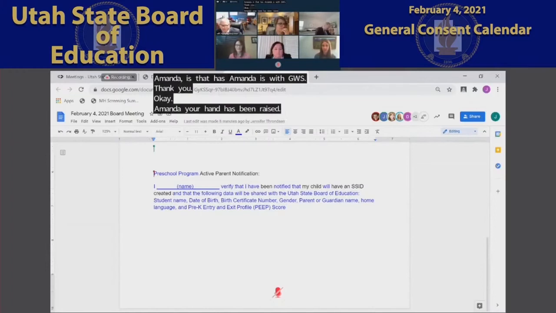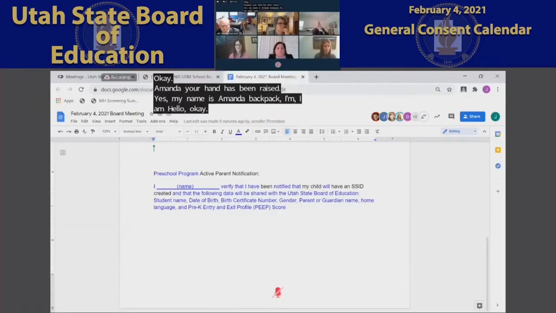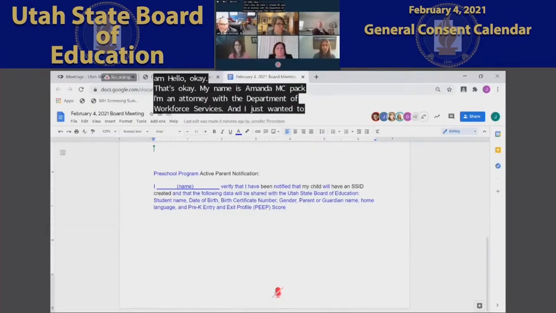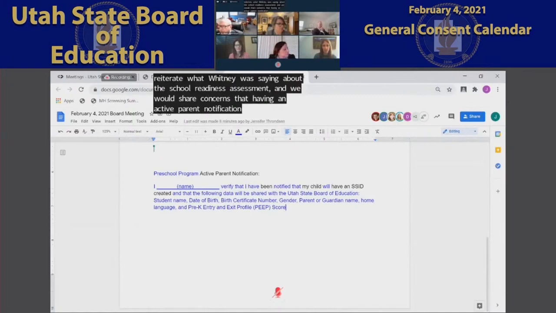I'm an attorney with the Department of Workforce Services. I just wanted to reiterate what Whitney was saying about the school readiness assessment. We would share concerns that having an active parent notification where parents of private preschool providers would need to sign would be an additional burden that implies a right for the parents that may not actually be there. We wouldn't want to have that kind of confusion for our private preschool providers. Thank you, that's all. Okay, thank you.